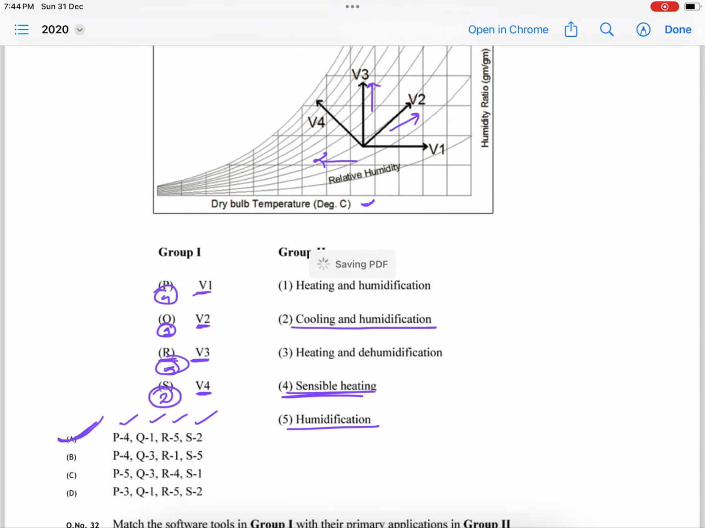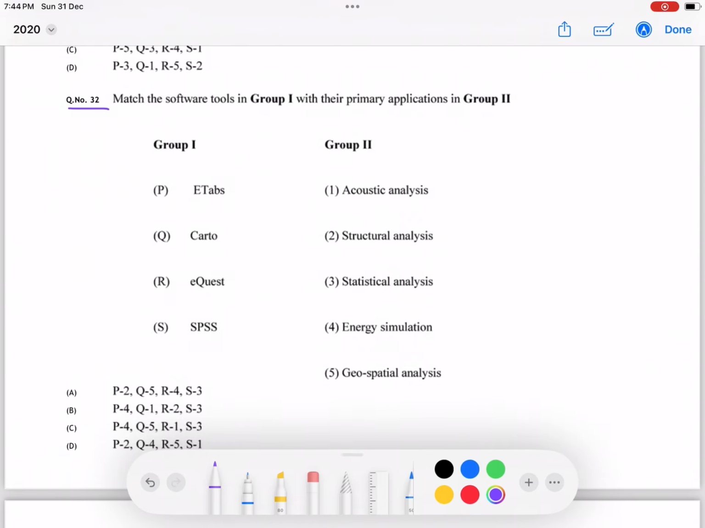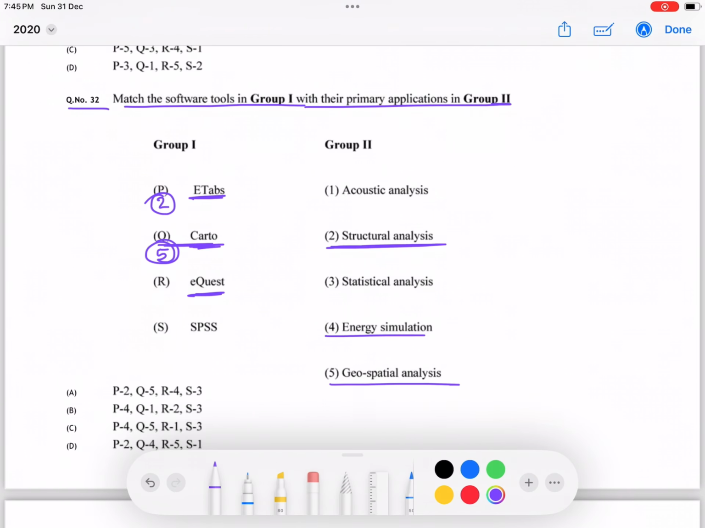Moving on to the next question, question number 32. Match the software tool in group 1 with their primary application in group 2. If we look here, ETABS is used for structural analysis, QGIS or Carto is used for geospatial analysis, eQUEST is used for energy simulation, and SPSS is used for statistical analysis. So 3rd. So the best match answer here is 1.